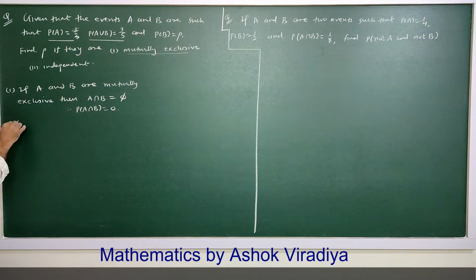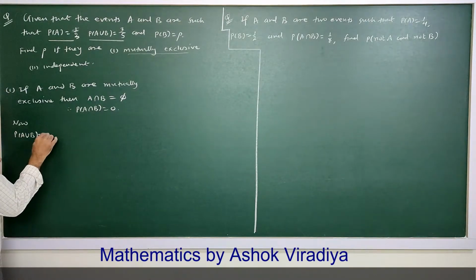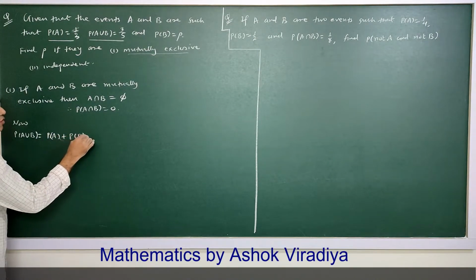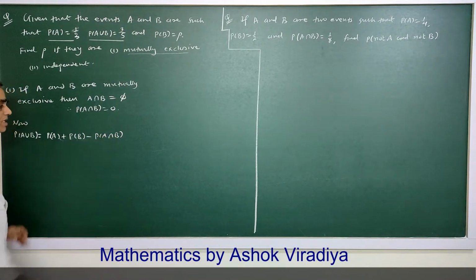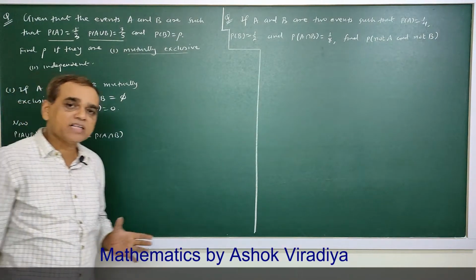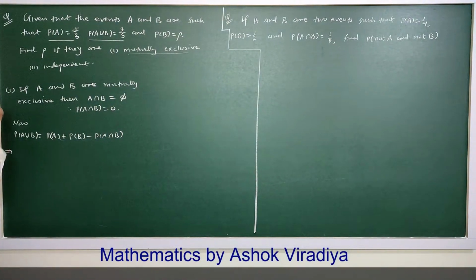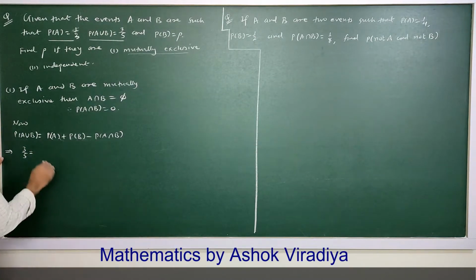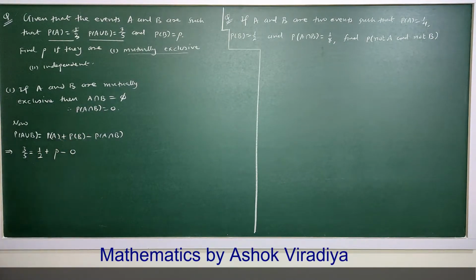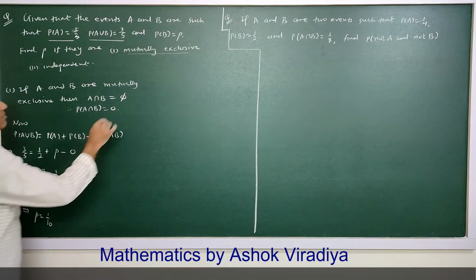Now formula for the probability of A union B. Probability of A union B is probability of A plus probability of B minus probability of A intersection B. This is general formula for probability of union of any two events. Now putting values. P of A union B is 3 by 5, P of A is 1 by 2, P of B is P, minus 0. So P is equal to 3 by 5 minus 1 by 2. So P is 6 minus 5 upon 10. So value of P is 1 by 10. That is first case.